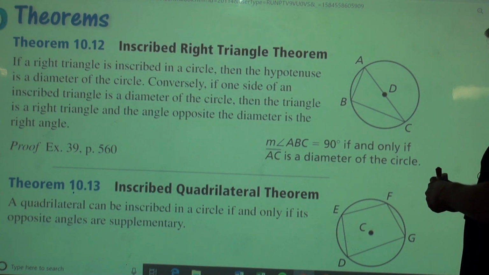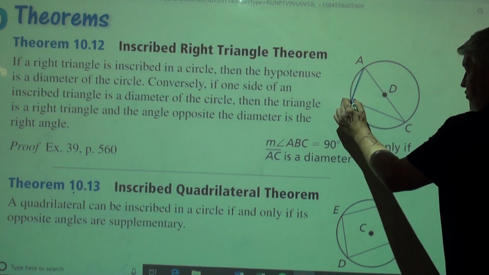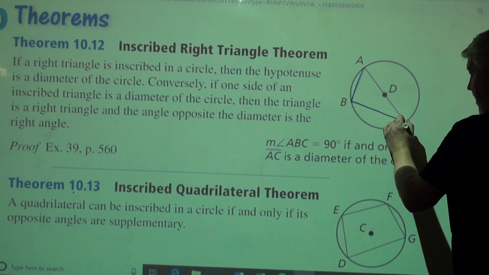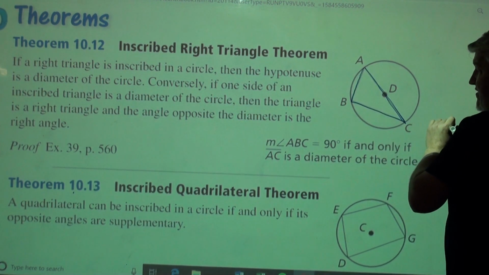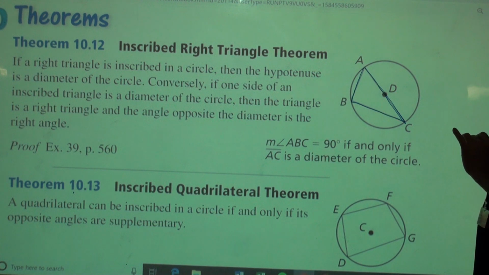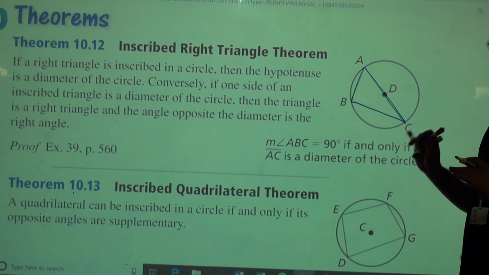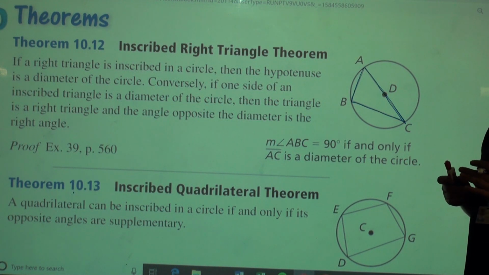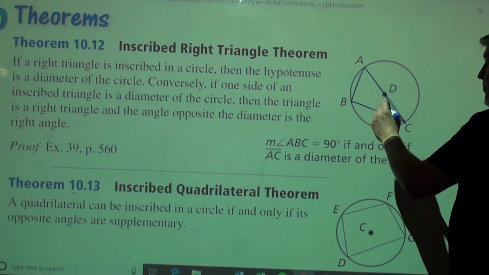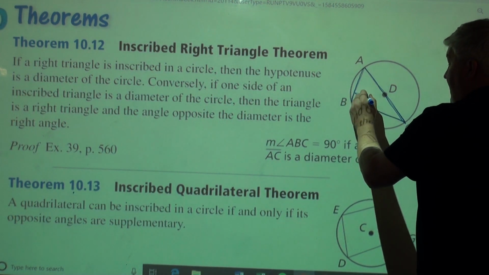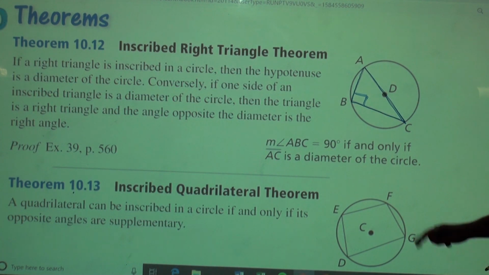All right, so if you've got this triangle inscribed in a circle, and one side is the diameter, by definition of this theorem, this is a right triangle, and the diameter is the hypotenuse. Where is the right angle of a right triangle? It is opposite the hypotenuse. So angle B is your right angle. Okay? So that's what that means.